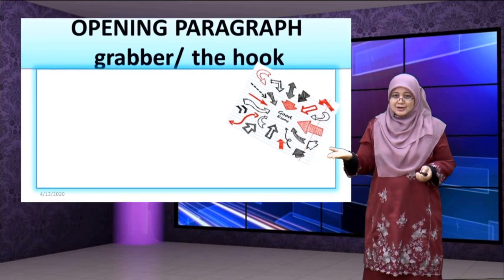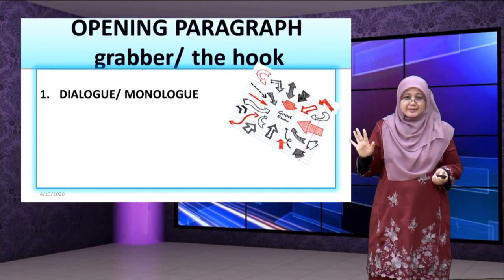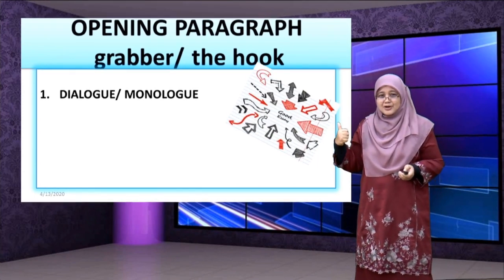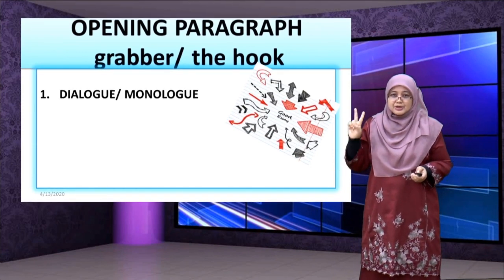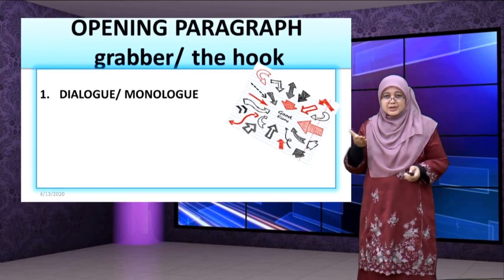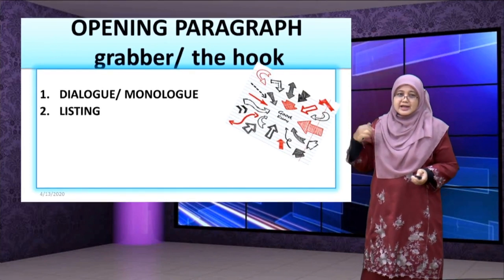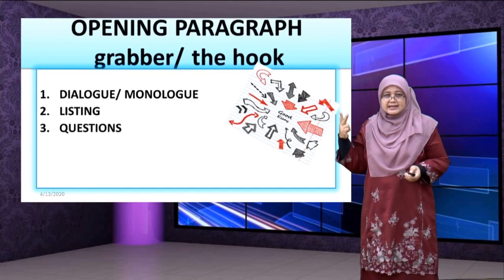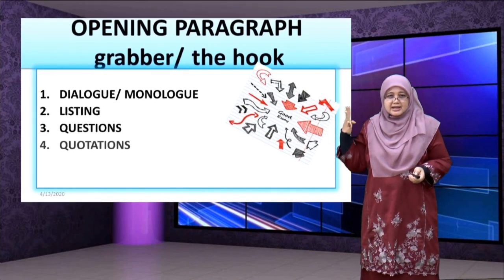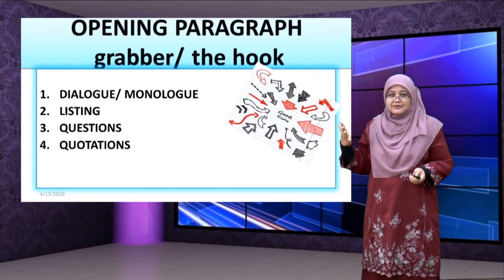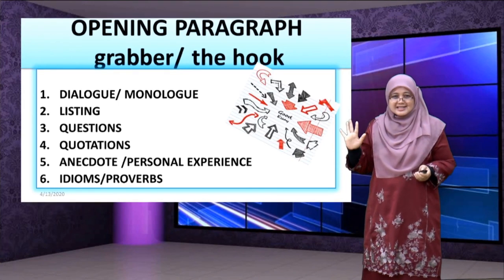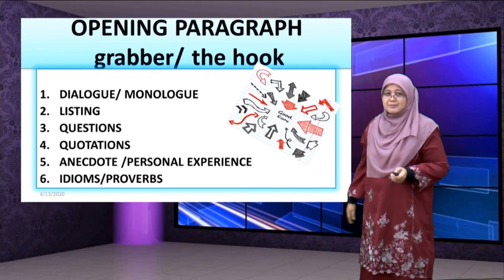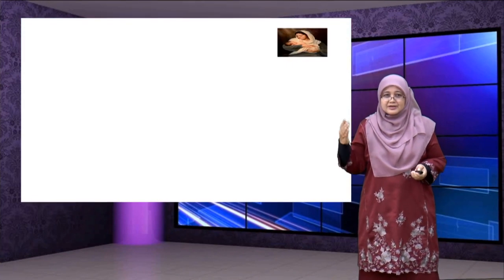So for this slide, I'm going to share with you 6 types of grabbers. The first one is the dialogue or monologue. Dialogue is referring to a conversation between 2 or more people. Monologue is when you talk to yourself. And then we are going to look at listing. The third one is questioning. Fourth, quotations. Fifth, the use of anecdote or personal experience. And the sixth is the use of idioms and proverbs. So we are going to look at the first one.